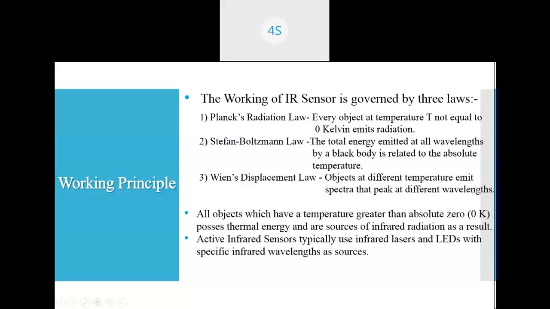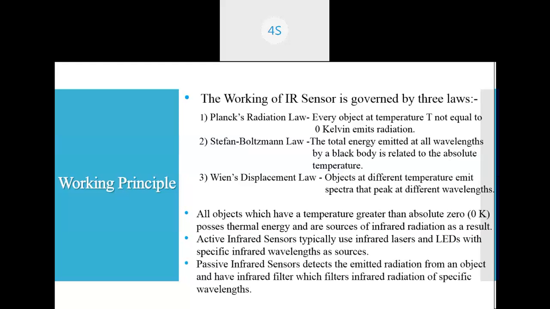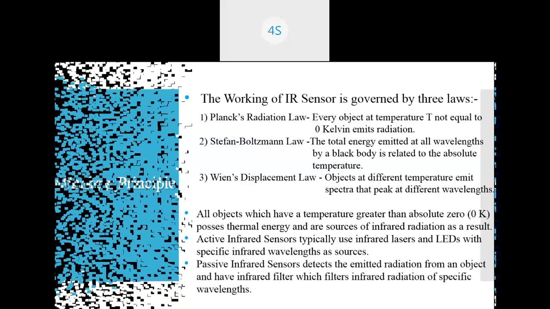The active IR sensor typically uses infrared lasers or LEDs with a specific infrared wavelength as sources. The passive IR sensor detects the radiation emitted from an object and has an infrared filter, which is used to filter the IR of a specific wavelength.